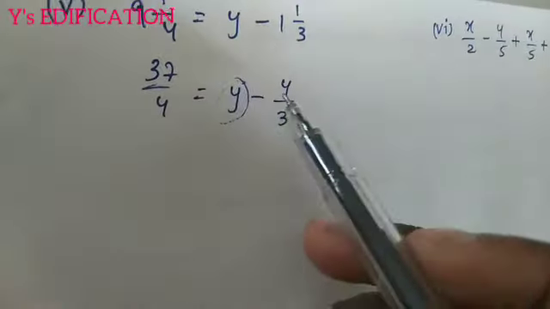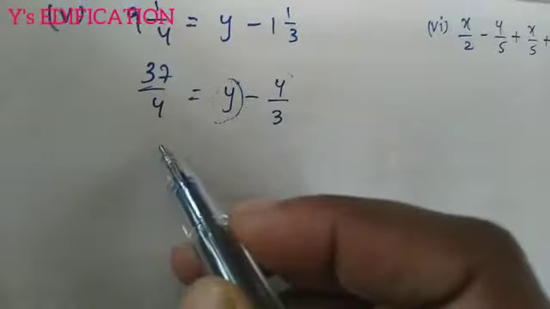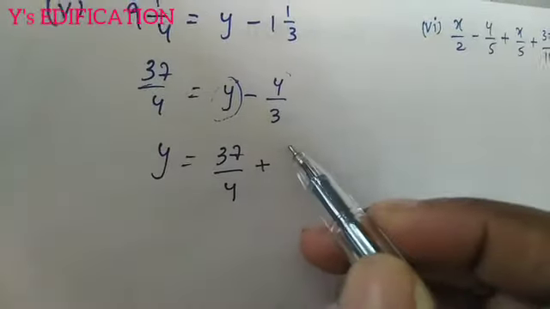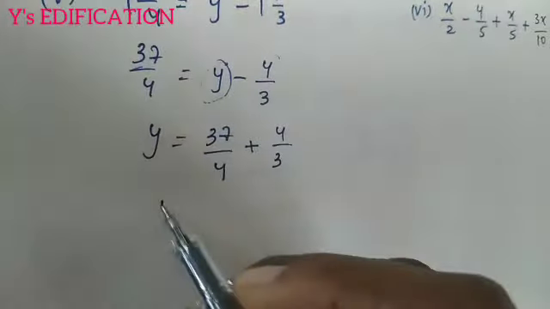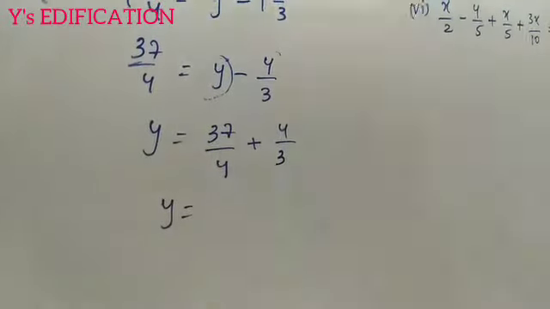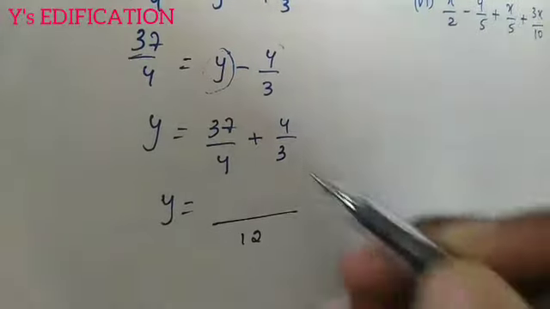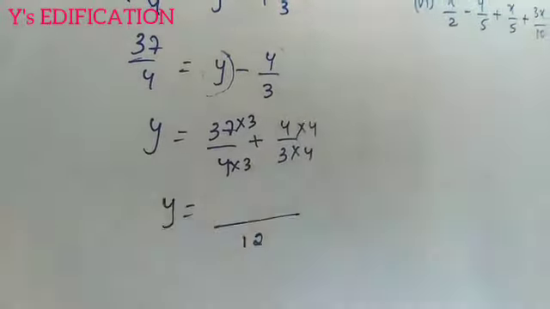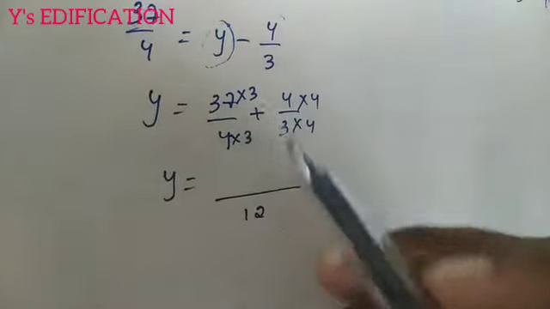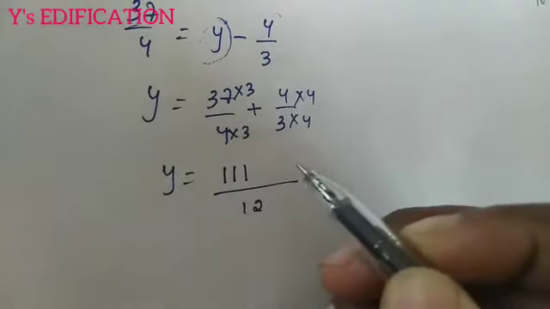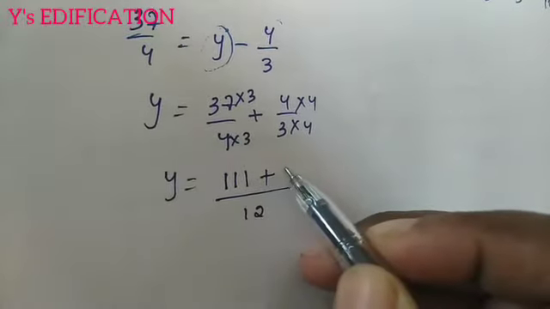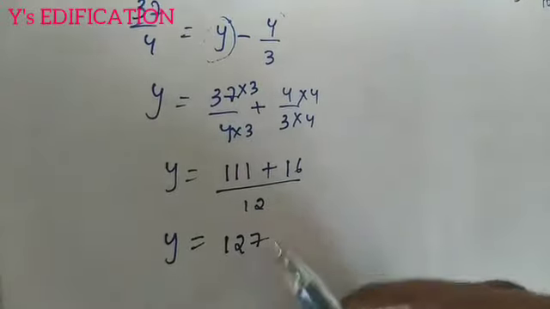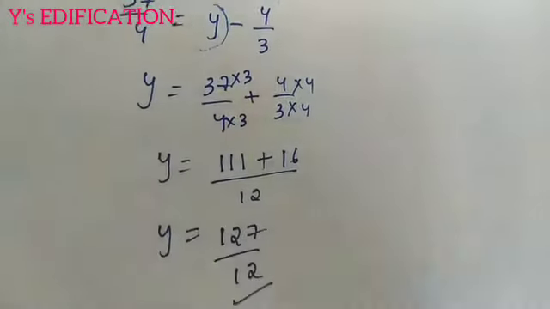We want y value. So I am going to transpose this number to the other side. So it will become y is equal to 37 by 4. When I transpose, it will become plus 4 by 3. Okay. So y is equal to, what is the LCM for 4 and 3? It's 12. So 4 into 3, 3 into 4. So what is 37 into 3? It is 111. Okay. Plus 4 into 4 is 16. So what is 111 plus 16? 127 by 12. So y value is 127 by 12.